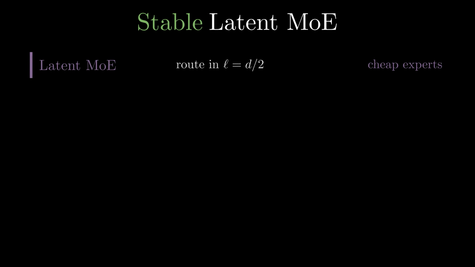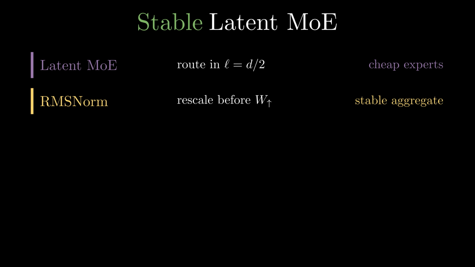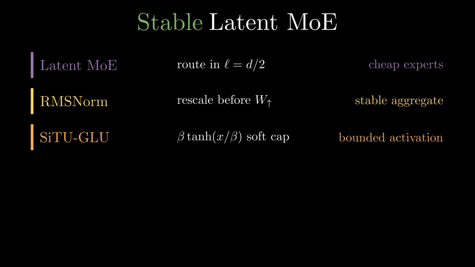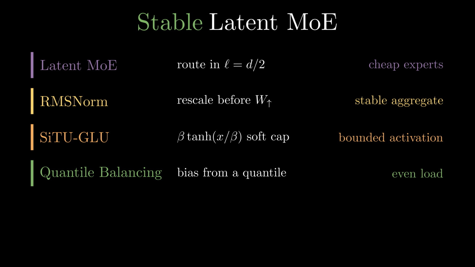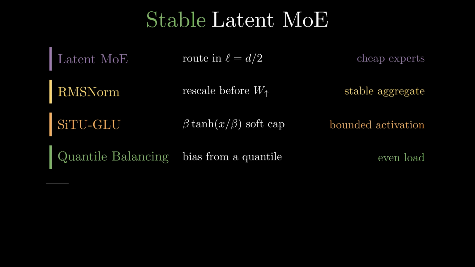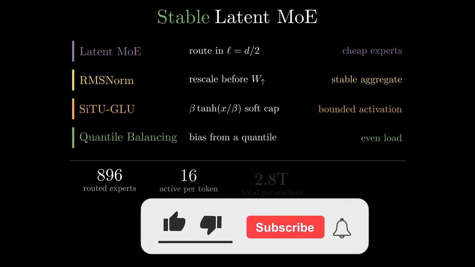In summary, LatentMoE makes the experts efficient. 3 core techniques: RMSNorm on the routed branch, sigmoid tanh unit glue within each expert, and quantile balancing on the router work together to stabilize training. This synergy enables Kimi K3 to reliably scale up to 2.8 trillion parameters.